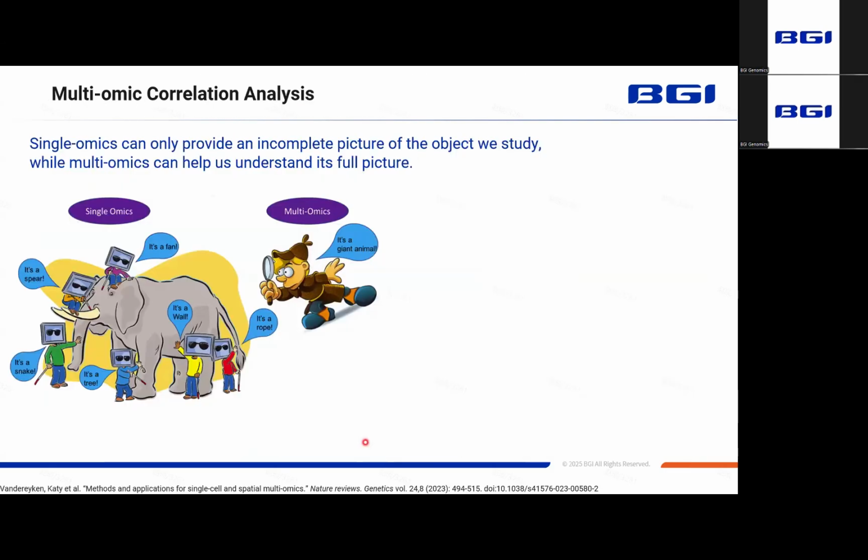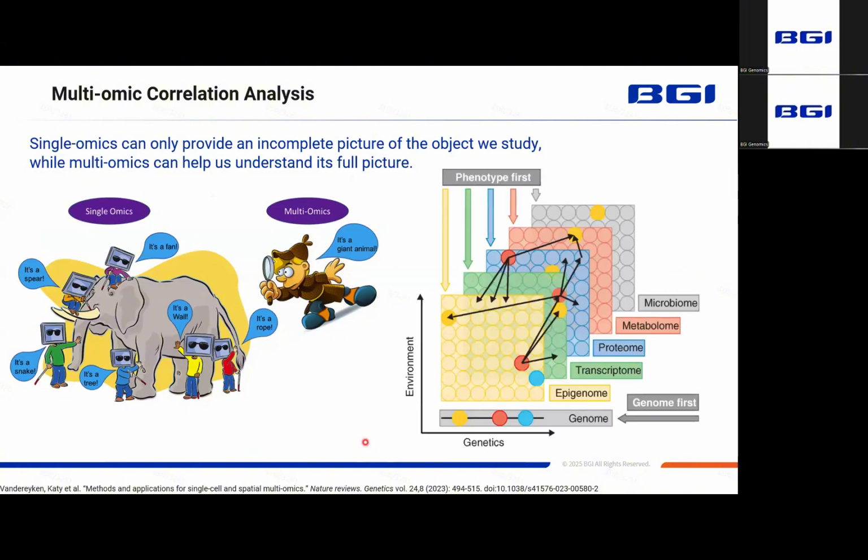Single omics can only provide an incomplete picture of the object we study, while multi-omics can help us understand its full picture. For example, RNA and proteome is one of the most famous combinations of omics. We know that there are several steps between DNA expression and protein synthesis, and we even know the code for mRNA to amino acid, but in many cases, they are not always expressed together. It may be measurement noise interference or false positives, or a more complex mechanism in biological models.